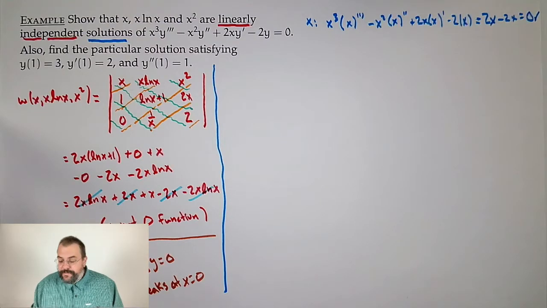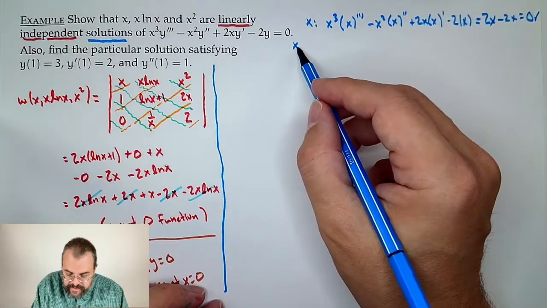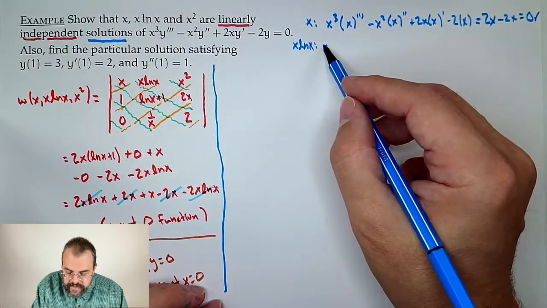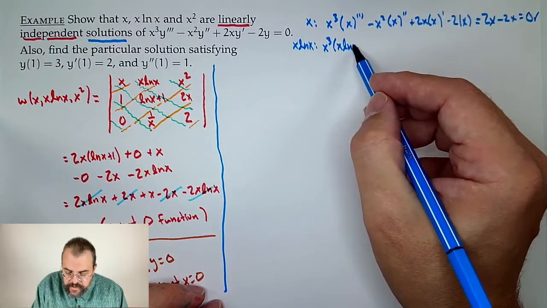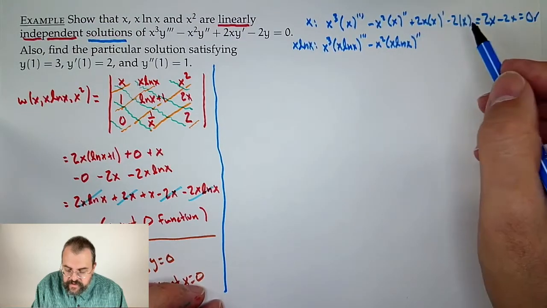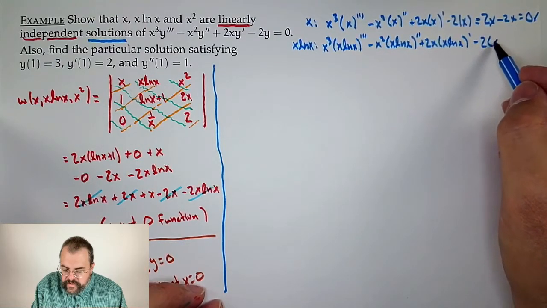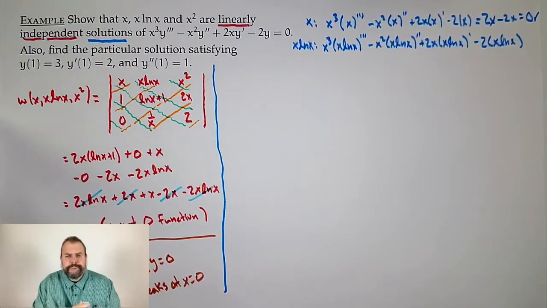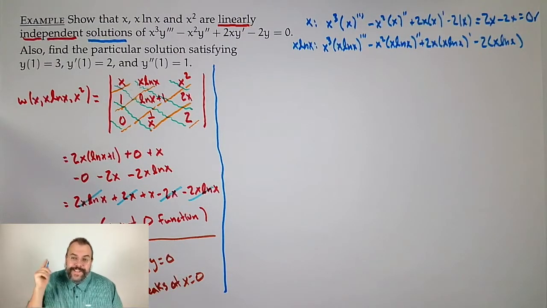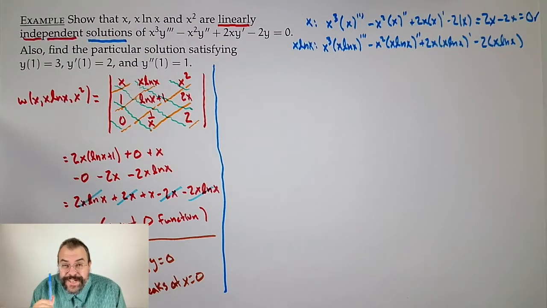All right, 1 function down, 2 to go. So next one, x log x. Okay, so here we go, x log x. Well, that'll be x cubed times the third derivative of x log x minus x squared times the second derivative of x log x plus 2x times the derivative of x log x minus 2 times x log x. All right, now, can you do the third derivative of x log x? You can actually. In fact, you can almost do it in your head right now, in that we have a little bit of a cheat.